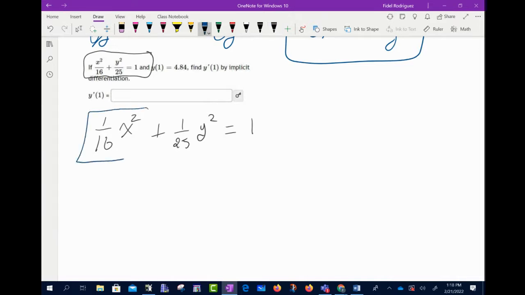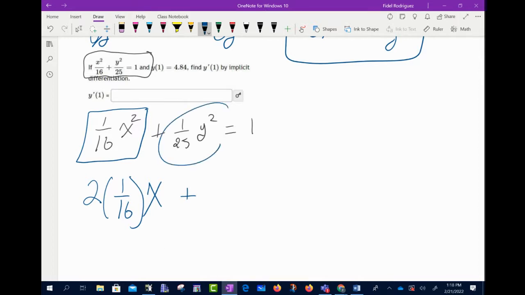First question, and guys, I don't even want you to reduce anything at this point. What's the derivative of 1 over 16 times x squared? You agree you're going to put a 2 and then a 1 over 16, because that's the one next to it, and an x? Okay. We're going to do the same thing over here. Are you going to put down a 2 and then 1 over 25, and then a y, and then one extra thing? What do we need? dy/dx, right? And then what's the derivative of 1? There you go.